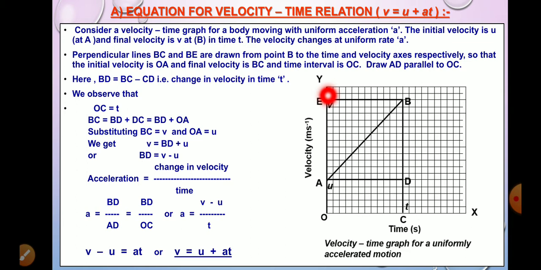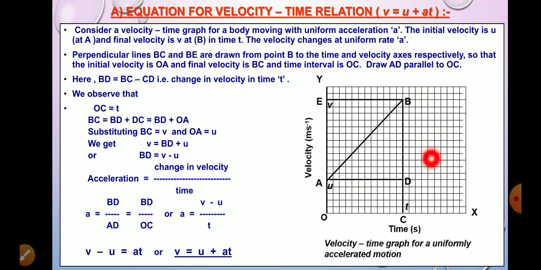Okay, so these perpendicular lines BC and BE are drawn from point B to the time axis and the velocity axis respectively, so that the initial velocity is represented by OA. This is the initial velocity, which is given by u, and the final velocity is represented by BC.